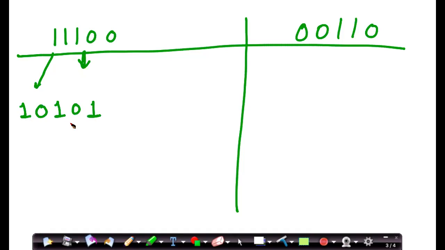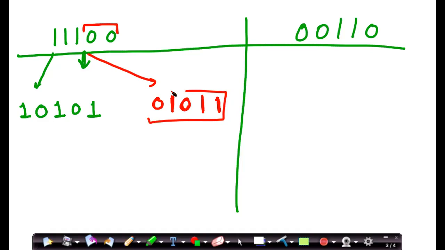Okay, so let's see another case. What if we keep the first character as a 0? If we keep the first character as a 0, then the second character should be 1. The next character should be 0. Next character should be 1. We can't take the next character as 0 because we have consumed all the zeros of our string. The next character can only be 1. So now this string is not an alternative string.